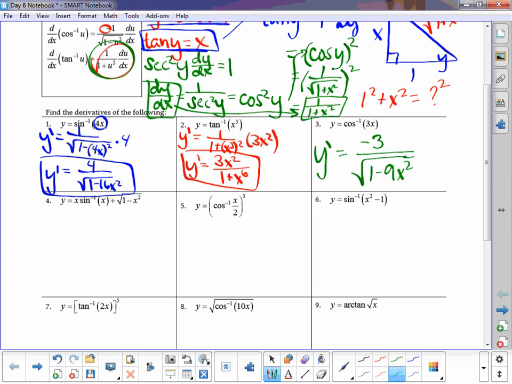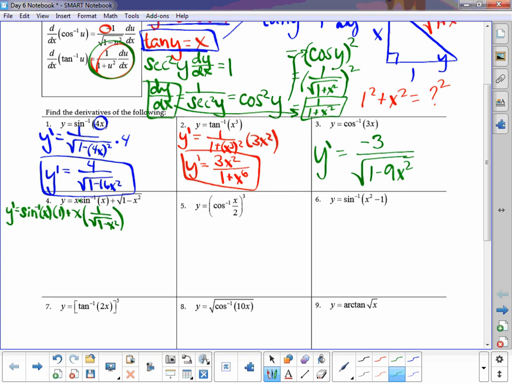I'm thinking 4 should be next. Yeah, let's go with 4. What do I have to use with number 4? Product rule. All right. So let's carefully do our product rule. Second stays times derivative of the first plus first stays times derivative of the second, which is 1 over square root of 1 minus x squared. Derivative of x is just 1, so we don't really need that piece.